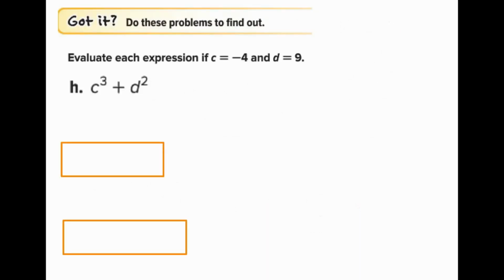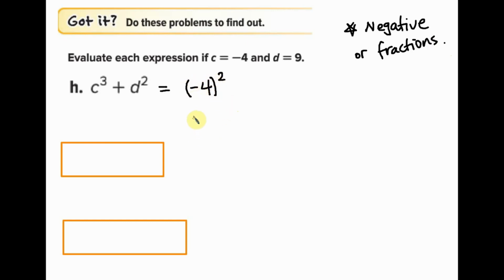This will be the last slide. In here, if you evaluate each expression using C is negative 4 and D is 9. In this case, if you're using C as negative 4, do you remember me saying please use the parentheses if you have negative numbers or if you had fractions? Because again, I don't want you to just put negative 4 to the 2nd power because it looks like you have negative times 4 squared, which is not correct. So I'm going to put the parentheses plus your D was 9. In this case, you don't have to put the parentheses, but you can if you want to.